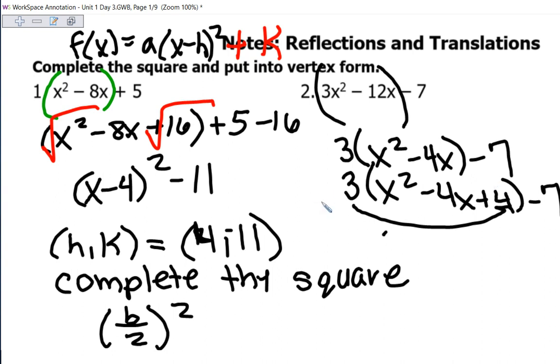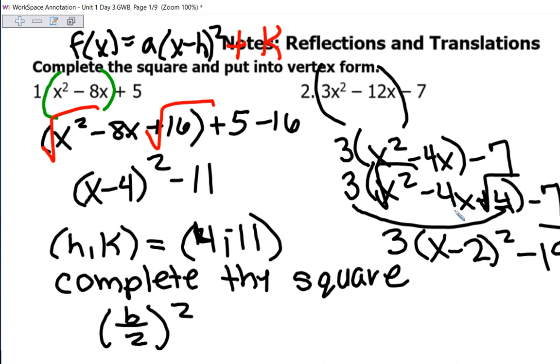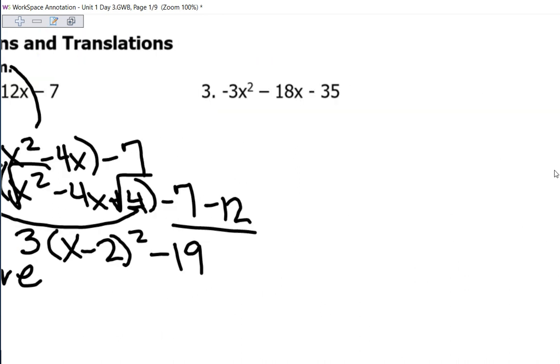Now bring down the leading coefficient, so bring down the 3. And now we need to factor that perfect square trinomial. So again, you square root the first term, square root the last term. X minus 2. Yes, we need to have an x minus 2 inside the parentheses. And combining these two constants, what's negative 7 minus 12? Negative 19. So what would HK be for that one? 2, negative 19.